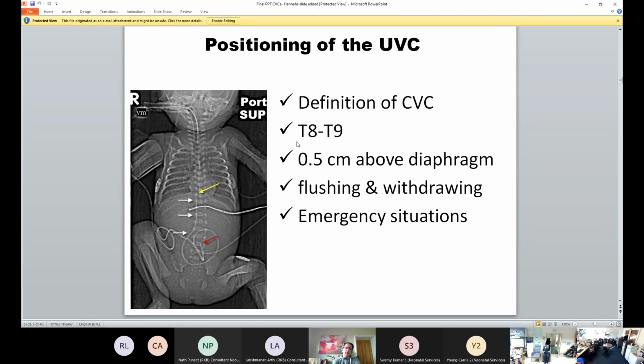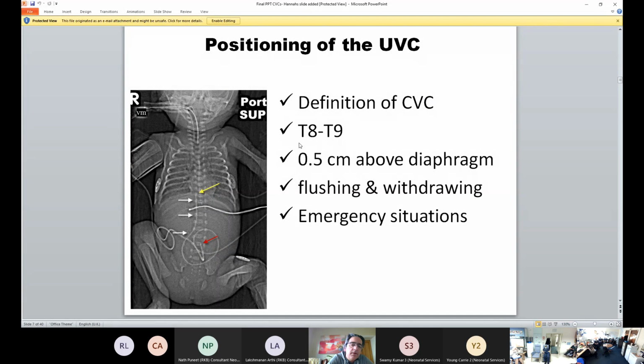Positioning of the UVC. Number one, what's the definition of central line? Definition of central venous line means the tip is either in the inferior vena cava or superior vena cava. If the tip is anywhere else, it is not a central venous line. It's something else.